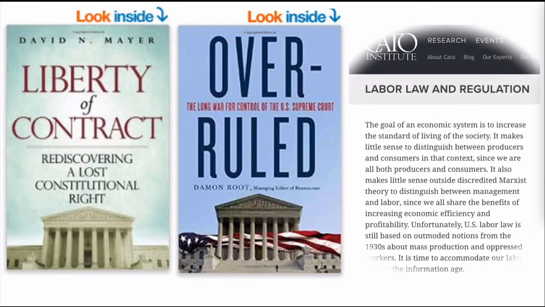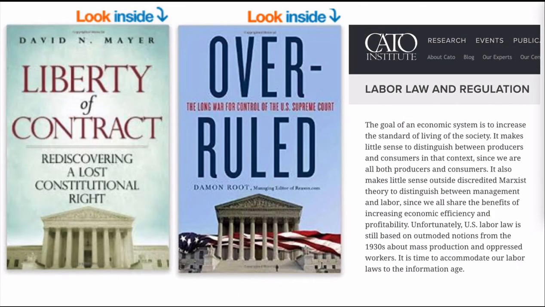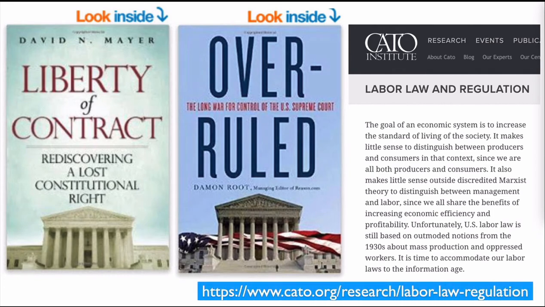Okay, some books on freedom of association. Cato has a labor law and regulation page. The argument, yeah, so I'm going to skip. Lots of fascinating things to look at in this topic. You can read more online.